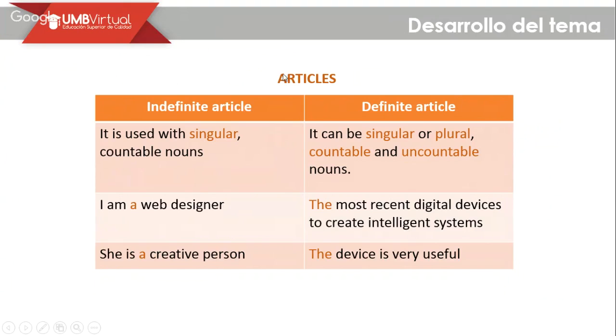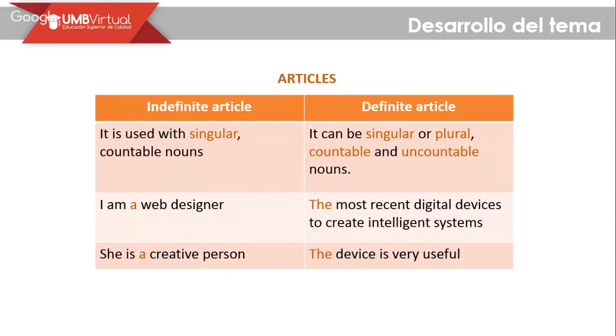Ok, a diferencia del artículo definido, tenemos a the, que lo utilizamos para todos los sujetos, right? It, there is not a difference between plural or singular. You can use both of them. So, it can be singular or plural, countable and uncountable nouns. For example, the most recent digital devices to create intelligent systems. In this part, we're using also a superlative sentence, but devices that you can see right here is referring to a plural noun. It means that it doesn't matter if you use something singular like the device is very useful or something plural. Both of them are okay to use in both cases.